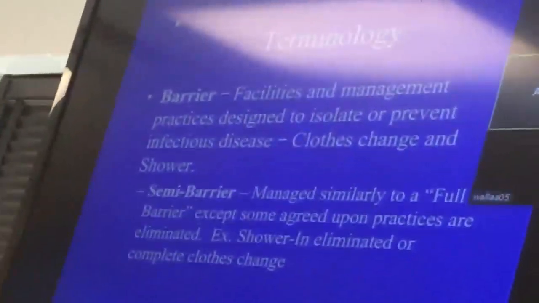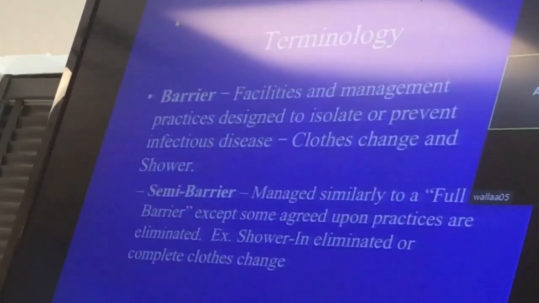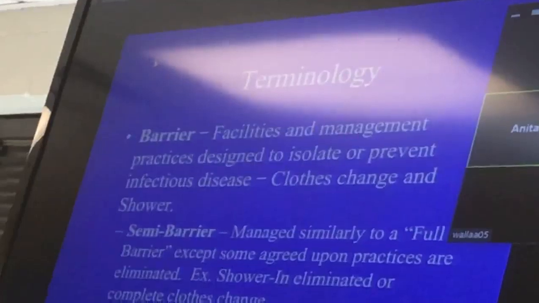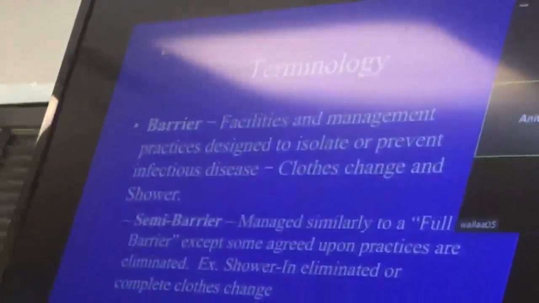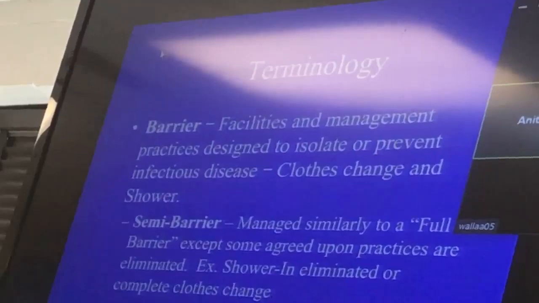And when we say barrier, it's important to note that we are typically talking about a barrier between the outside world and the animals that are housed within the facility. So we are trying to protect the animals from the people who are entering the facility. That's the barrier that we're talking about.